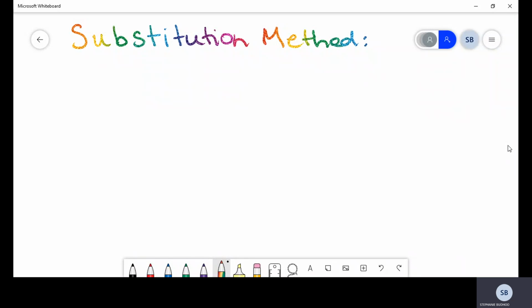Hi guys, welcome back to part two of solving simultaneous equations. This time we're going to use the substitution method. Have a go at that one.